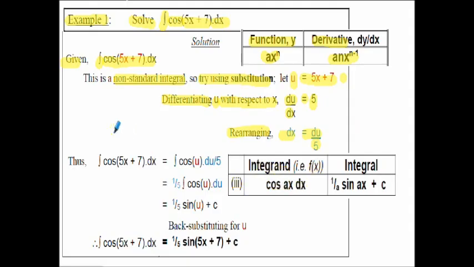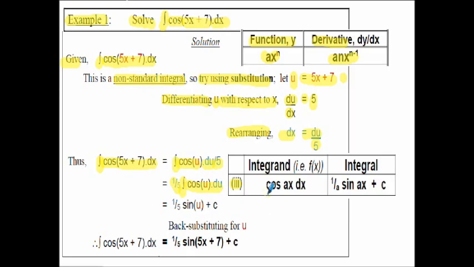So now we write the original problem, the integral of cos of 5x plus 7 with respect to x, in terms of u. We get the integral of cos of u with respect to u divided by 5. If I now take the 5 outside the integral, that becomes 1 upon 5 times the integral of cos of u with respect to u. That's now a standard integrand.